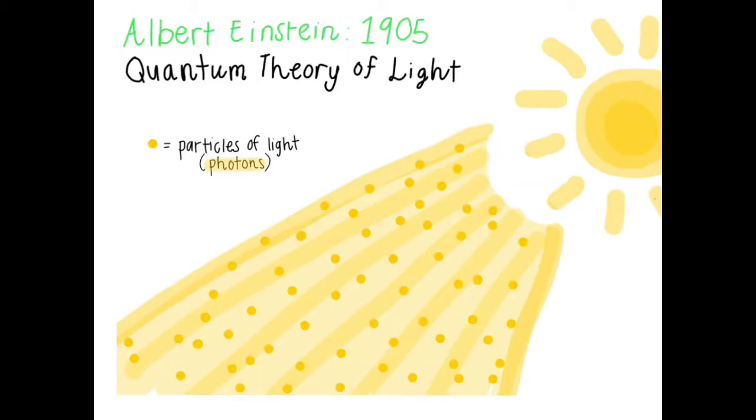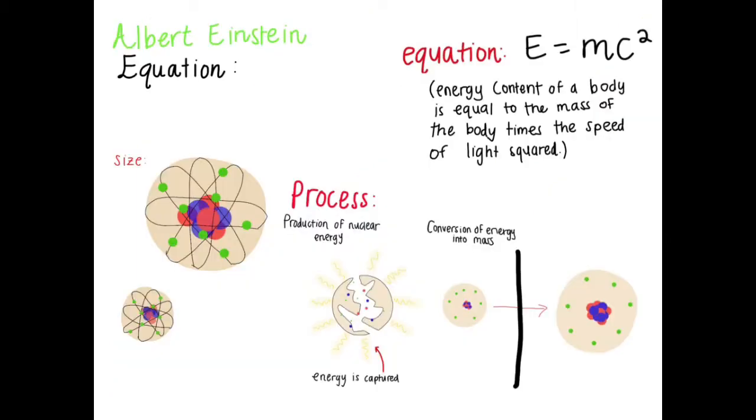In 1905, Albert Einstein used Planck's theory to describe the particle properties of light. He created the quantum theory of light, the idea that light exists as particles, which he called photons. He invented a new method of counting and determining the size of atoms or molecules in a certain space.